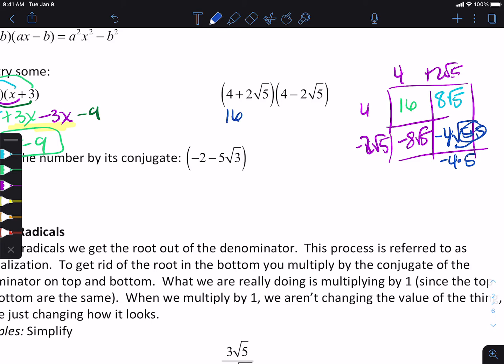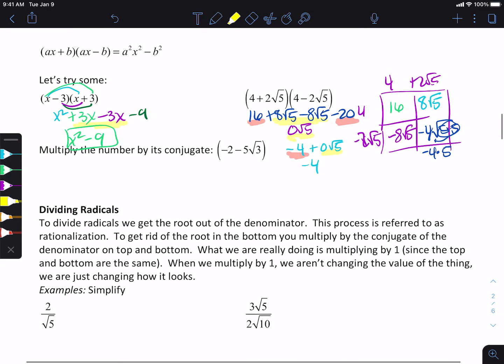So then this simplifies to 16 plus 8 root 5 minus 8 root 5, and then we have the negative 4 times the 5, which is minus 20. Well, these two simplify to nothing root 5, which is really just nothing. Then we have the 16 and the negative 20 that are like terms. So then that gives us negative 4 plus 0 root 5, which is really just negative 4. So that is that one.